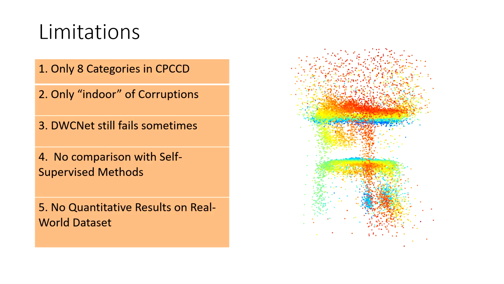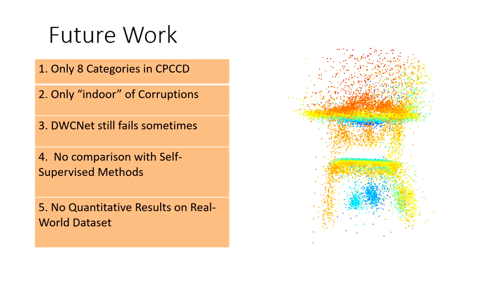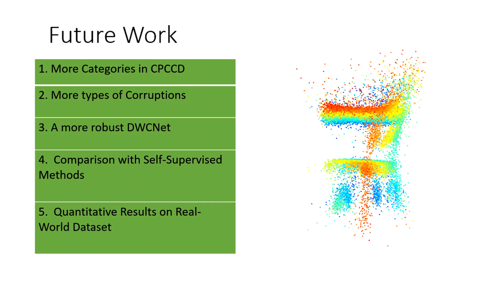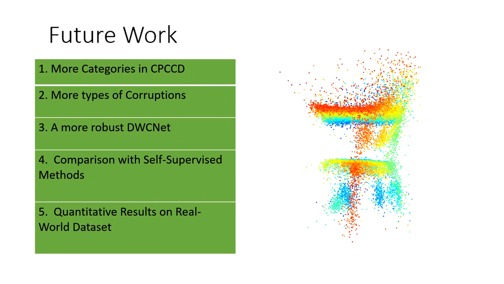So we're going to change these limitations into future work and include more categories of objects in the CPCCD dataset, include more types of corruptions, come up with a more robust DWCNet, and compare it with self-supervised methods, as well as show some quantitative results on real-world datasets.